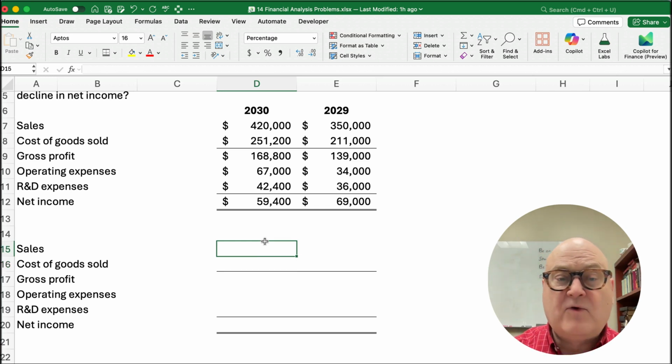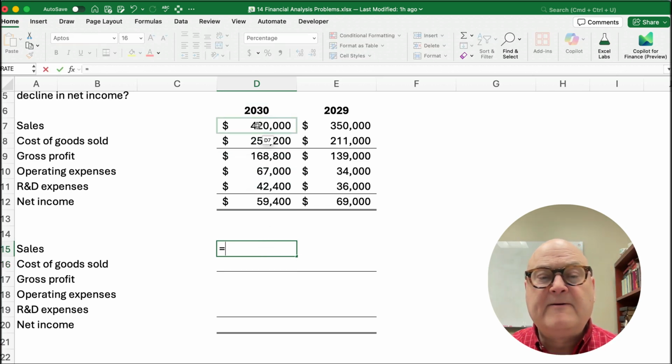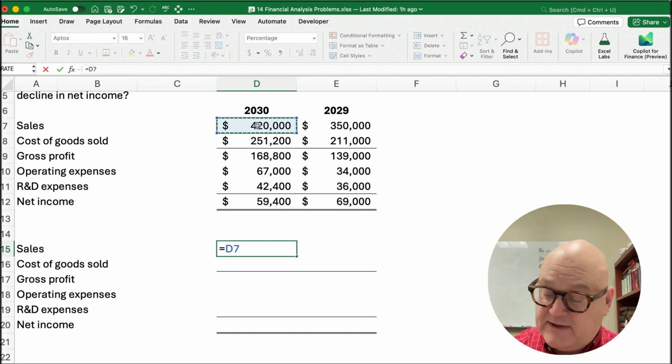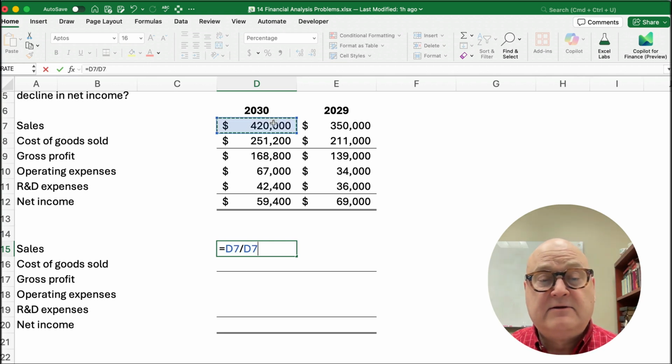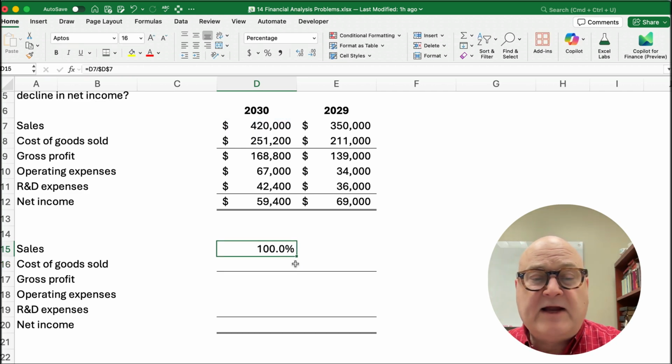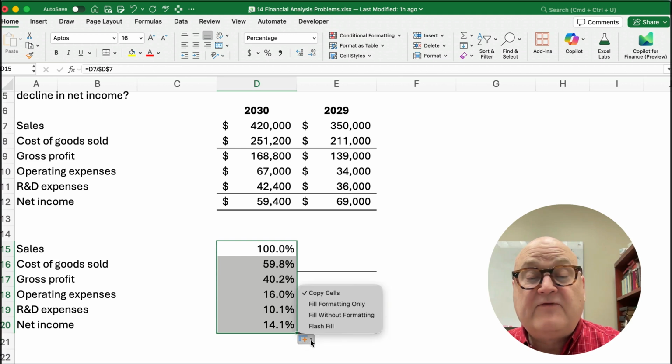We need to take, for the 2030 year, 420,000 divided by the sales number, which is 420, and we're going to do F4. So F4 is the toggle where we make it $D$7. So we're going to divide everything in that column by the 420,000. And what that's going to do is put everything in terms of $1 essentially of sales. So I'm going to copy that down and fill without formatting so I keep my lines here.